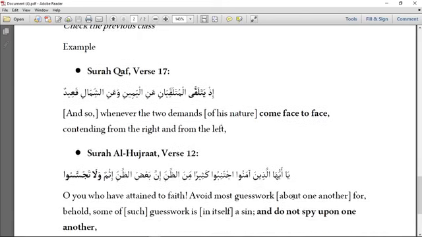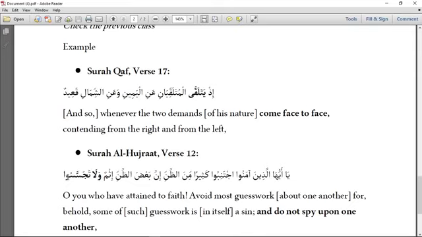Another example here is Ya ayyuhal ladhina amanu ijtanibu kathiran min adh-dhann inna ba'da adh-dhanni ithmun wala tajassasu. So this is what we are using, wala tajassasu. This tajassasu is in the mudari. The madi is tajassasa. So the mudari is meant to be tatajassasu, but it is permissible to erase one of the ta and leave just one. So we have tajassasu because of this la. It is tajassasuna, that is the mudari that is meant to be here originally.